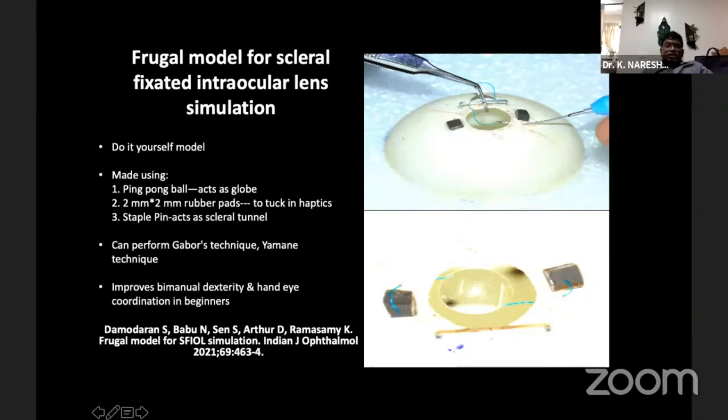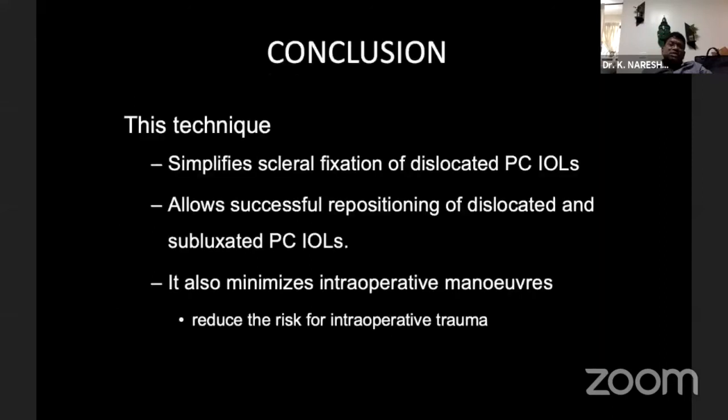And before concluding, I would like to tell that this is a wonderful technique right from the pediatric age group to the old age group, used with any of the 3-piece lenses. And there is no need for any glue, and it is a very simple technique to practice also. With that, I would like to conclude, and I would like to thank Avnindra for giving me this opportunity. Thank you, Dr. Avnindra, and thank you once again.